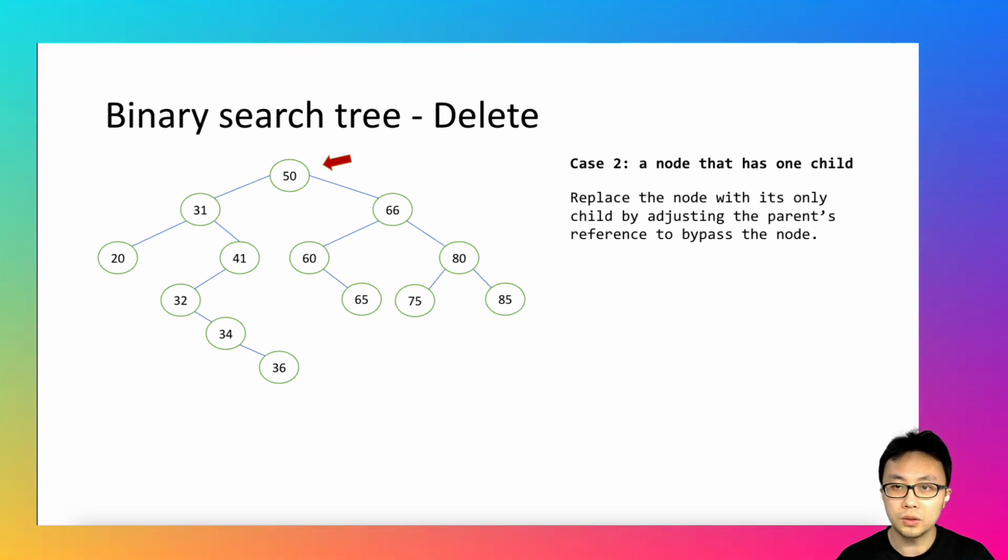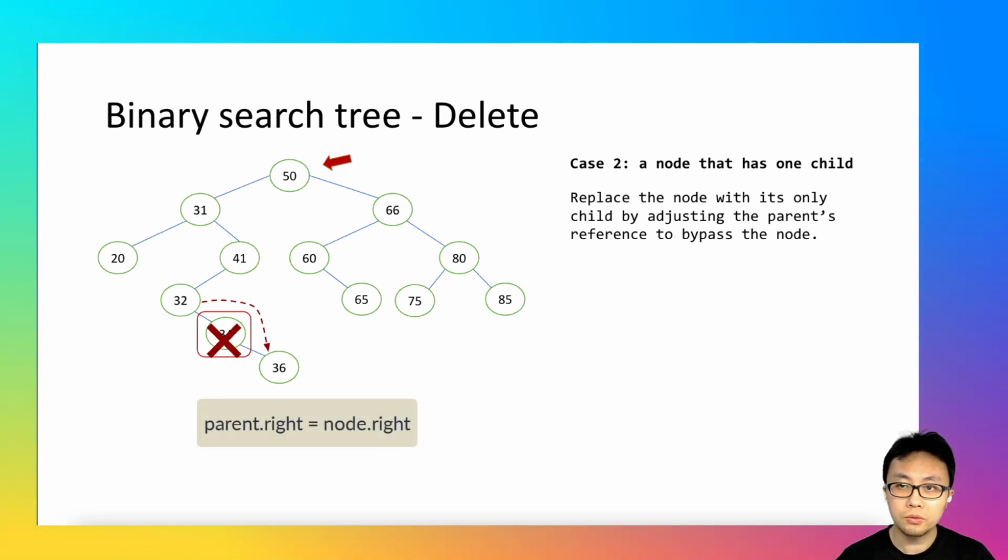The case 2 of the delete method is when the target node has only one child. In that case, what you do to delete that node is to replace the node with its only child. And you do so by adjusting the reference of the target node's parent. For example, if the target node that we want to delete from this binary search tree on your left side is the node 34, then you have a case 2, because node 34 only has a single child, which is 36. How do we do it?